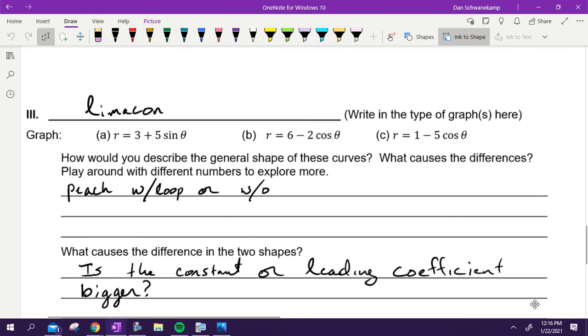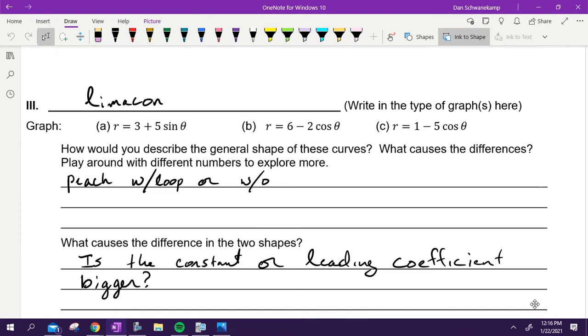Last one was a limaçon. A limaçon, you can have a limaçon without a loop or a limaçon with a loop. Okay, and we'll talk about that more again on Monday. I say it looks like a peach. Okay, we'll talk about that again in the future with loops or without a loop. It just depends what causes the difference in the shape. Which number is bigger? Is the constant bigger or is the leading coefficient bigger? That is going to change what that thing looks like, whether it has a loop or whether it doesn't have a loop. And again, we will do that more in the future.